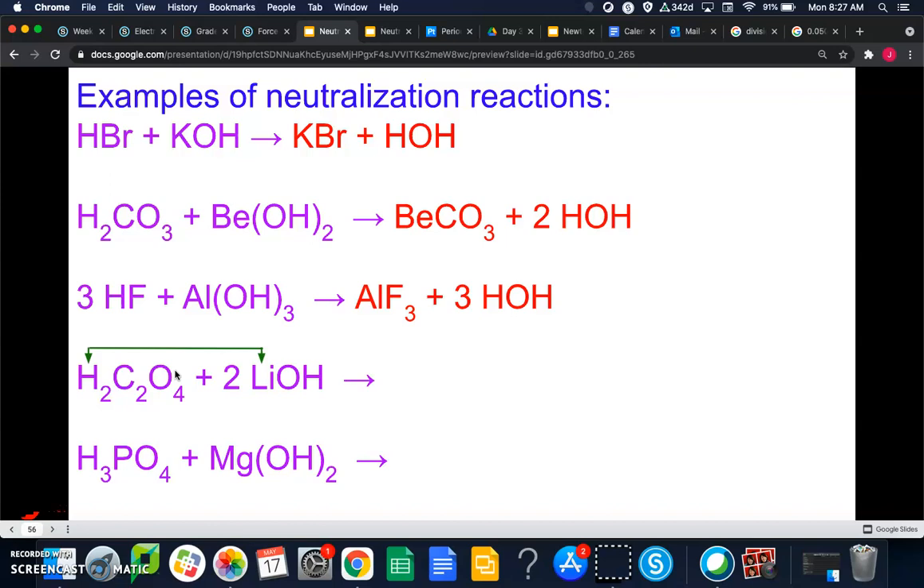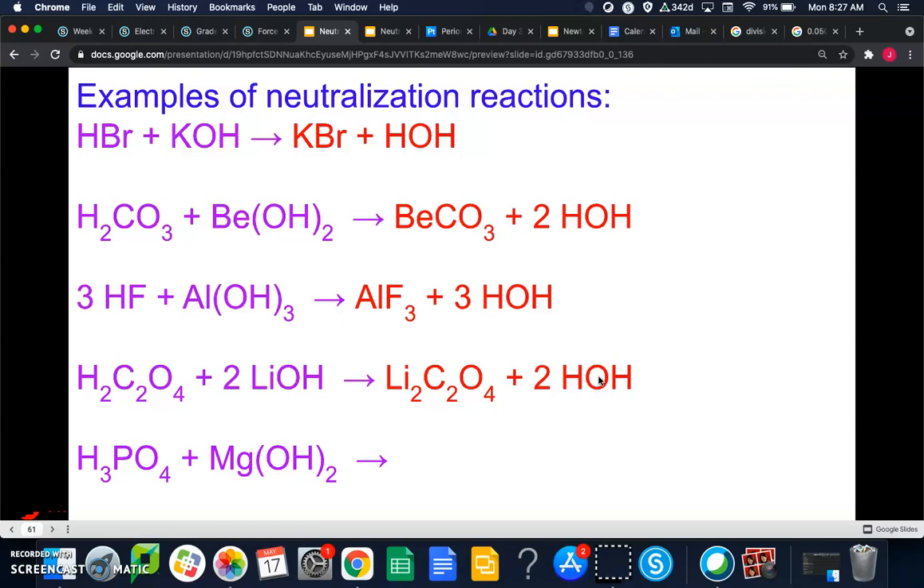Next, I'm going to switch places with the hydrogen and the lithium. So that's going to produce lithium oxalate. So again, this 2 is coming from the fact that we had 2 lithiums over here, right? So those lithiums need to balance. And then if we count, we have 2 hydrogens here, 2 hydroxides here. That means we're going to produce 2 waters.